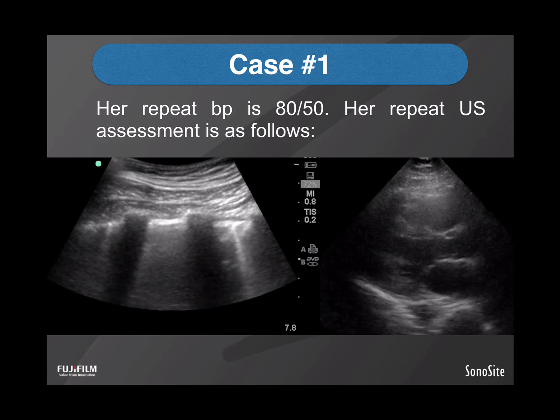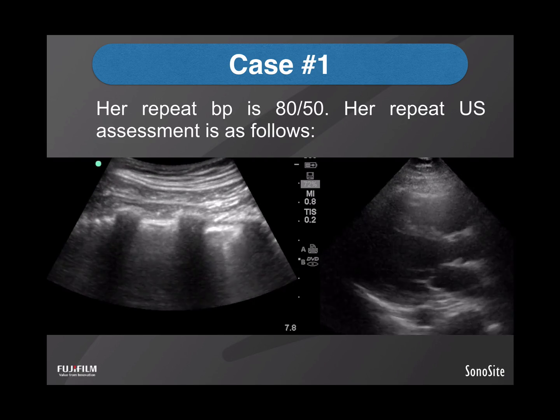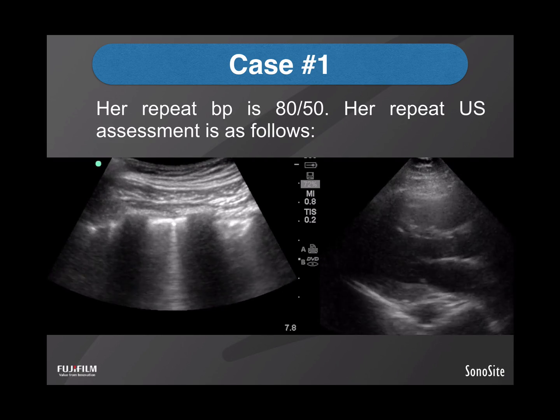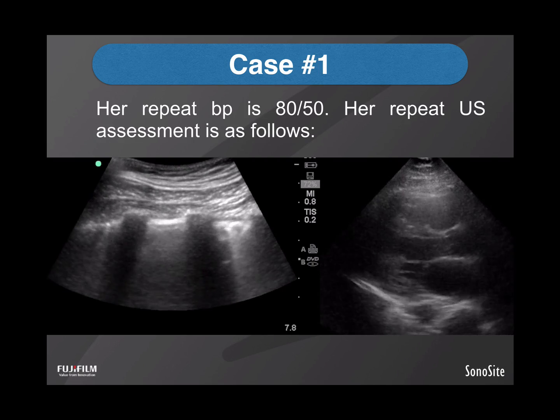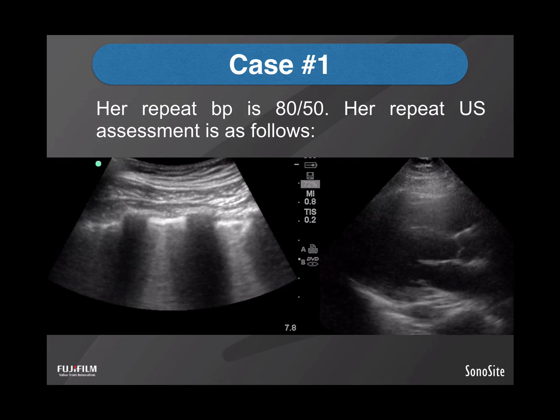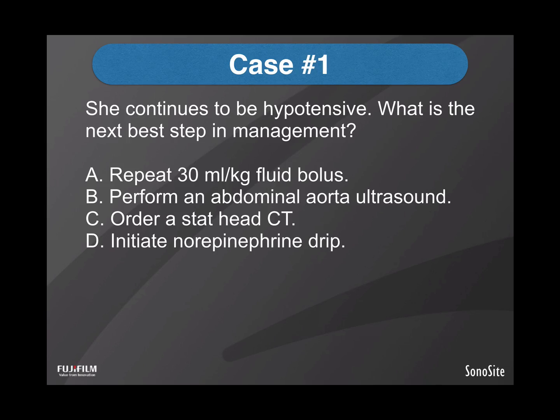Her repeat ultrasound assessment is as follows. Is there anything different from her prior ultrasound findings? So she continues to be hypotensive. What is the next best step? Do you repeat the bolus a third time? Do you perform that abdominal aortic ultrasound, that head CT? No, the answer is that you initiate the norepinephrine drip.